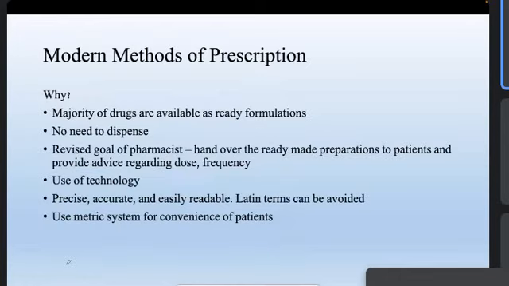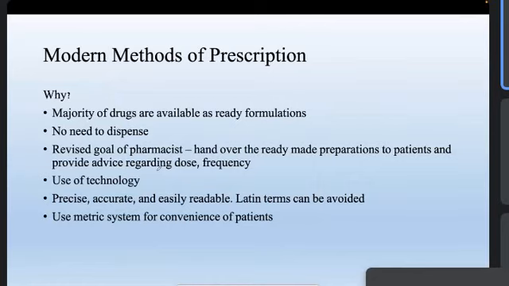Okay. So why basically do we have modern methods of prescription? It is because we already have the majority of the drugs as ready formulations. Our role of compounding a medicine has reduced a lot. So you don't have to compound and dispense it. You can just hand it over to the patients. Initially the goal was to compound, then dispense, and then provide counseling. Now the goal of the pharmacist itself has revised. So it is just to hand over the ready-made preparations to the patients and provide advice regarding dose and frequency. That too only if they ask for it.